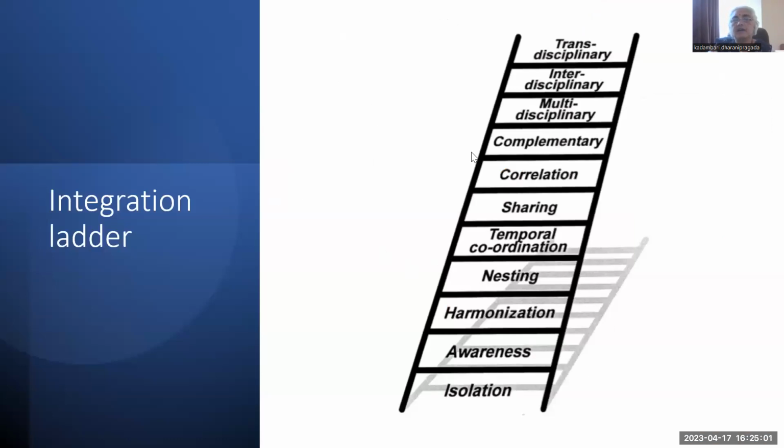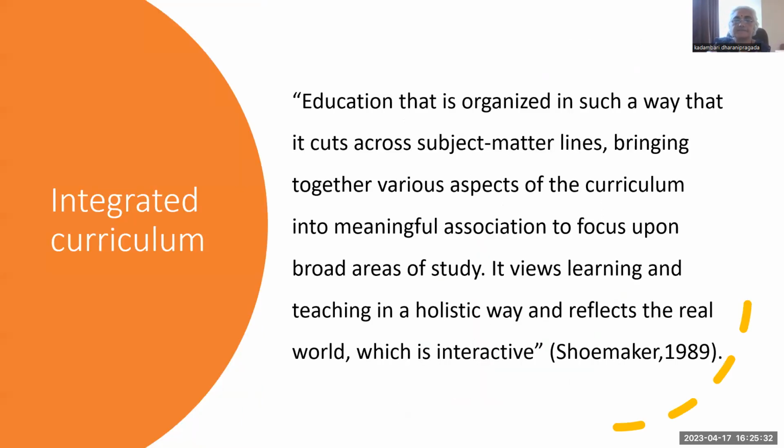This is the famous Harden's ladder. Some of you might be familiar with it. These are very difficult terms, but ultimately it means that subjects which are taught in isolation, which happens most often traditionally, that is the lowest level of the ladder. And finally, at the highest level, you have transdisciplinary integration where there is no anatomy, physiology, medicine, surgery. There are no boundaries. There is no differentiation between different subjects. So that is finally labeled as an integrated curriculum.